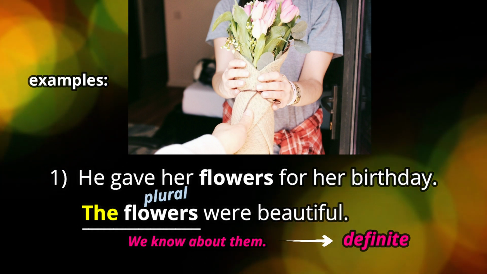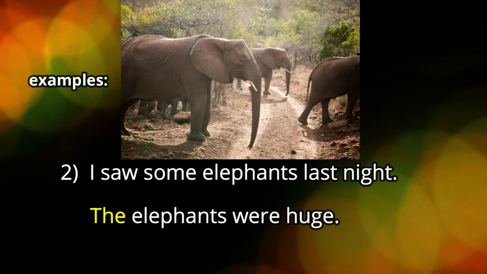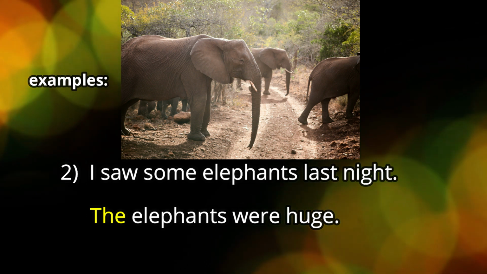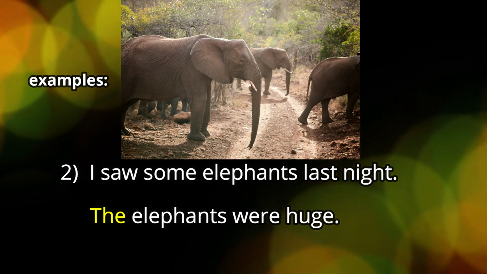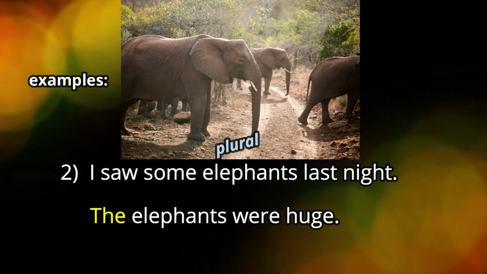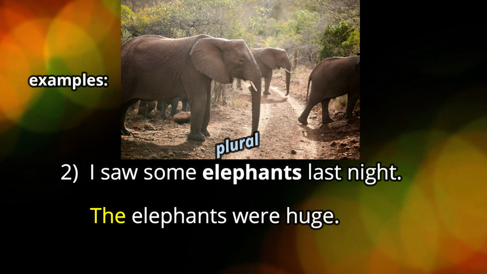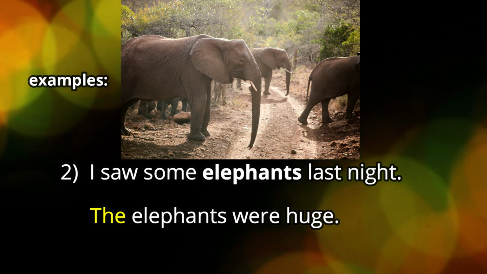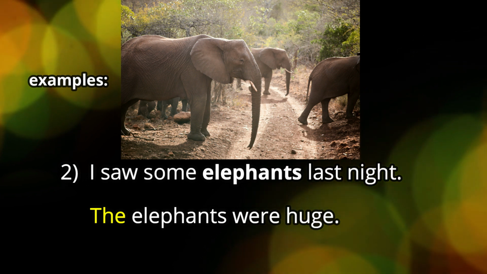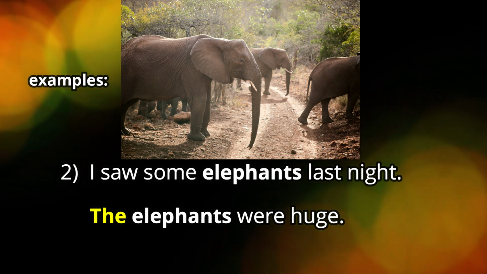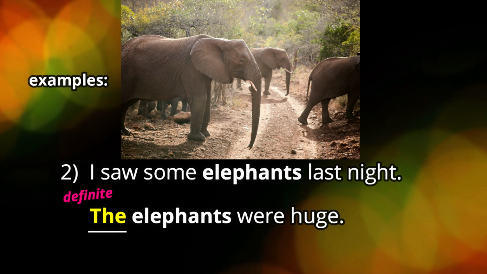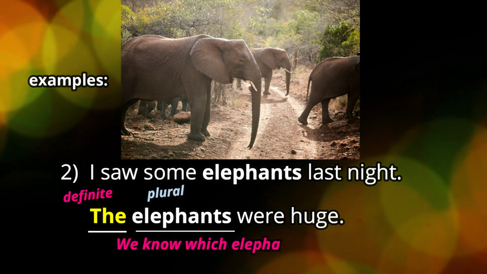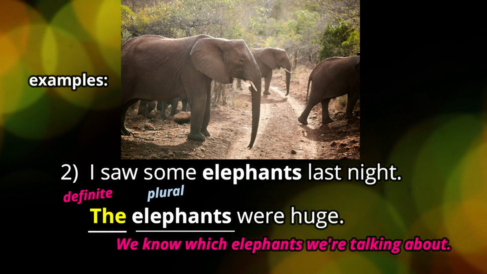Let's just do one more. In number 2, I saw some elephants last night. The elephants were huge. In the first sentence, we have another plural noun, elephants. We're seeing it for the first time. It's being introduced. And then in the second sentence, we see the elephants. We can use the definite article, the, with a plural noun like elephants, all right, because we know which elephants we're talking about.